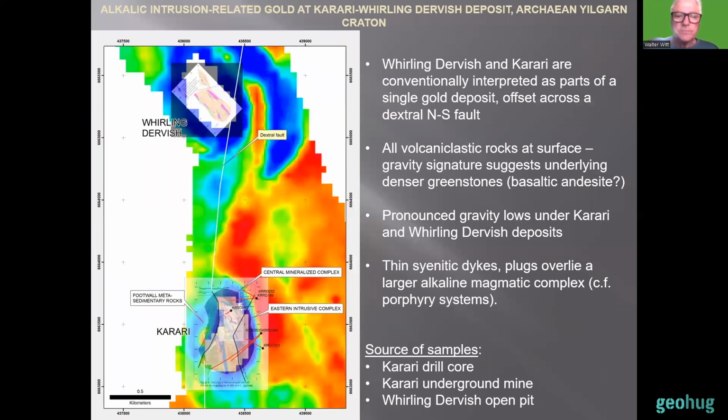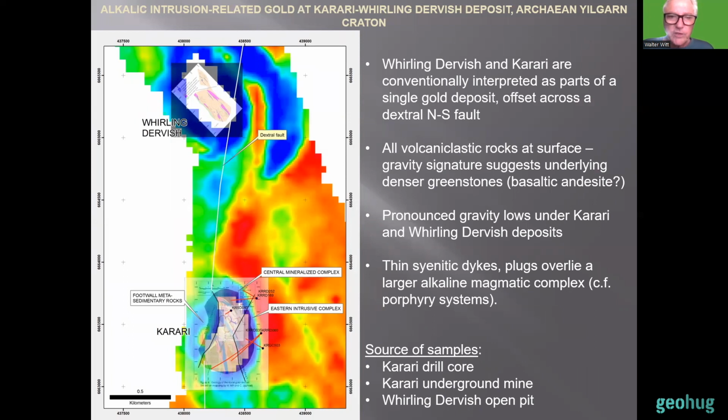This is a gravity image of the Karari-Whirling Dervish area. And the first thing to note is that this north-south Osman fault, shown in white, has displaced the Karari-Whirling Dervish deposit into their current components dextrally by 1 kilometre.